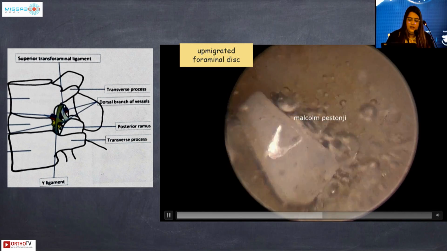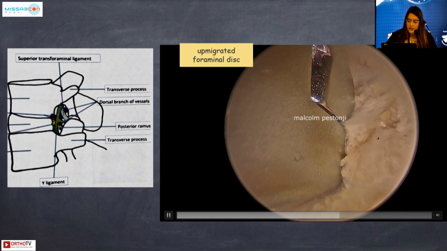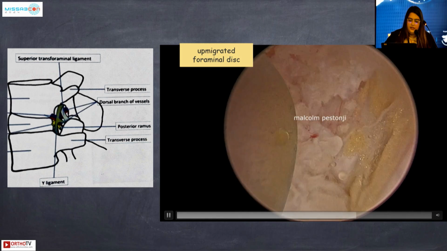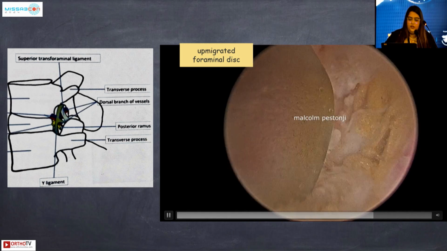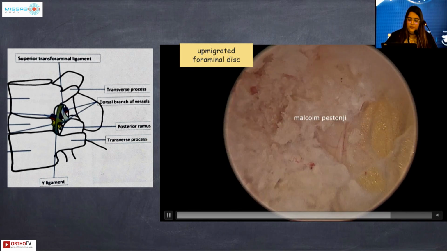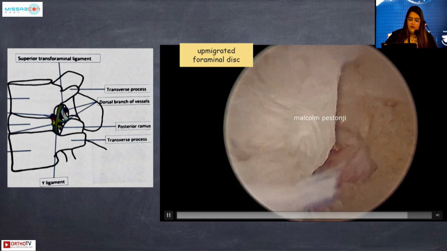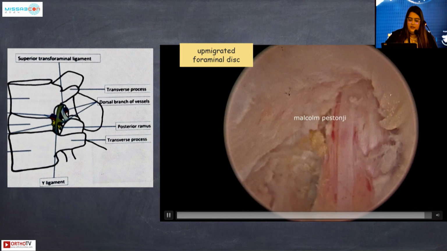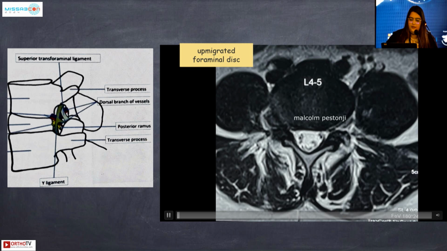This dense, shiny structure here attaching to the tip of the superior articular process is the superior transforaminal ligament, which we are now resecting. And down below it is the exiting nerve root. You can see the exiting nerve root here. Again, we are using a blunt dissector to mobilize some of the fat in the axilla of the exiting nerve root. And here you can see the disc fragment now coming out. And here you can see the exiting nerve root adequately decompressed and our final position at the C-arm.